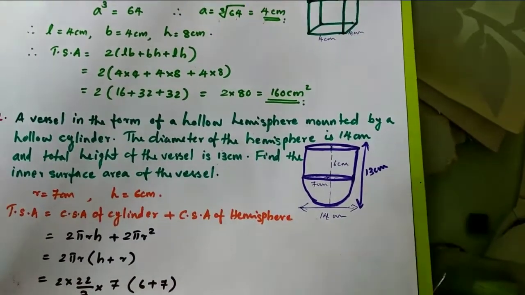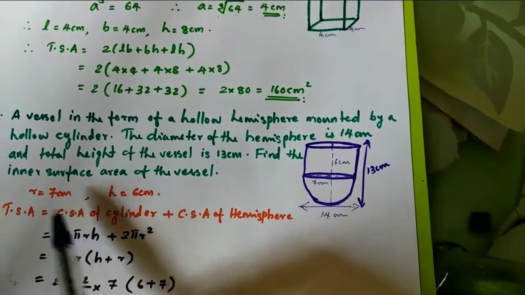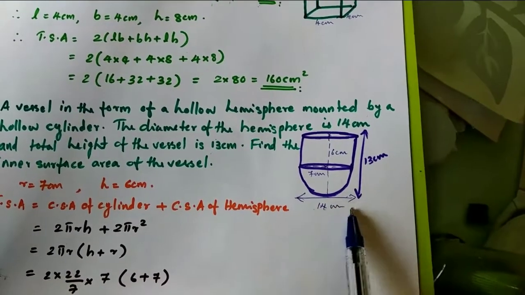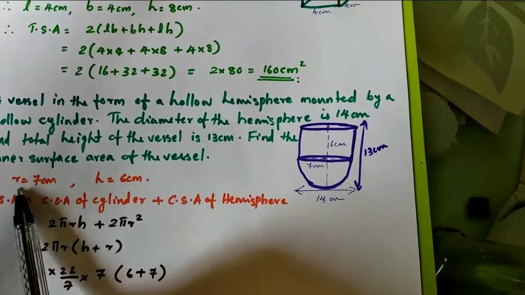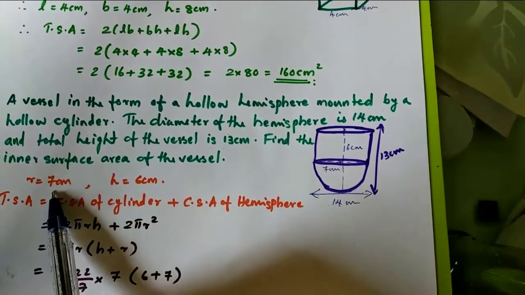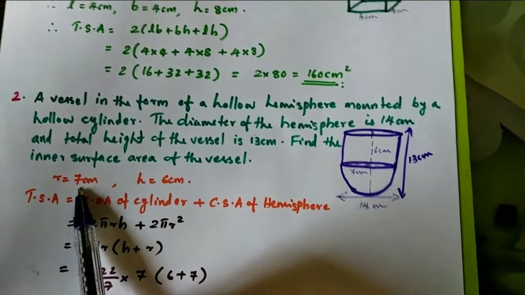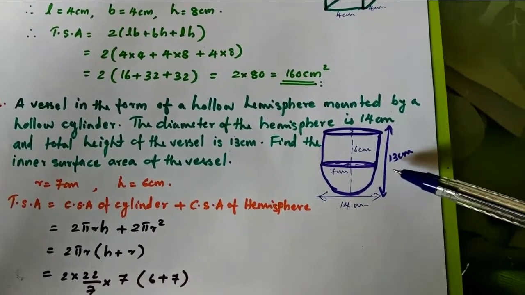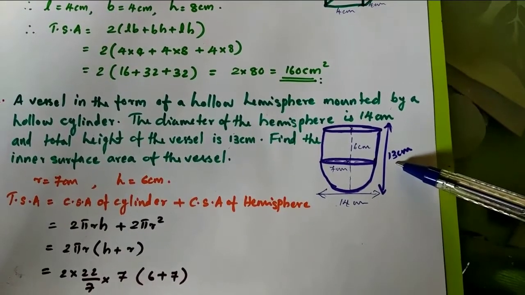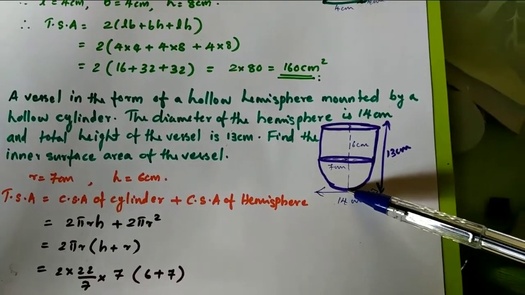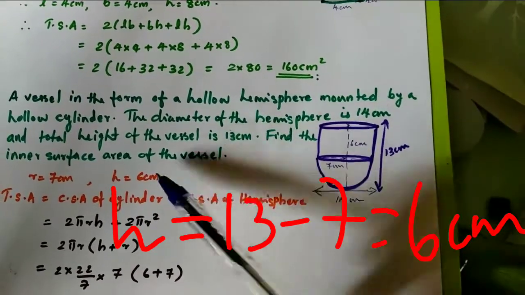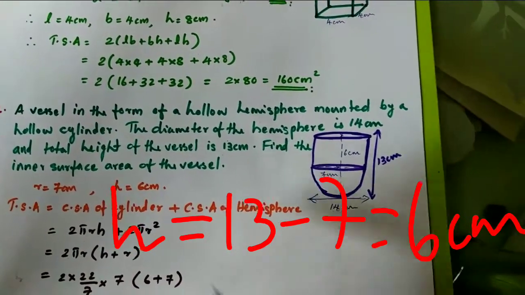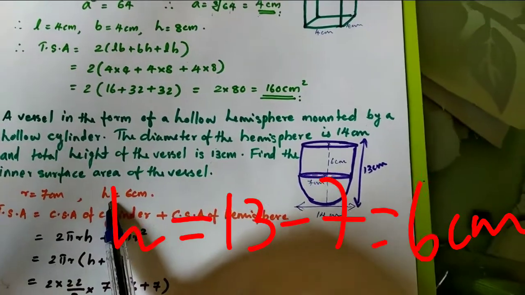So what is the radius equal to? See, this is the 14 centimeter, so this is the diameter of the hemisphere, so r equal to radius equal to 14 by 2 is equal to what? 7 centimeter. And how to find the height of the cylinder? Height of the cylinder is, total height is 13 and subtract 7. 13 minus 7 you will get 6 centimeter. Okay, so 13 minus 7 is equal to 6 centimeter is the height of the cylinder.